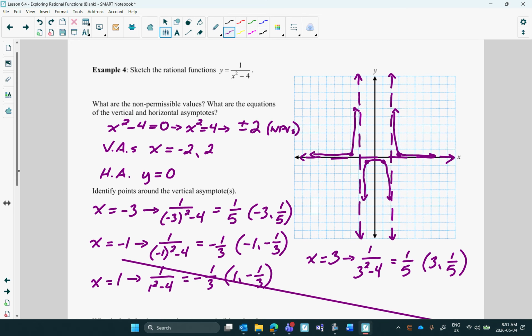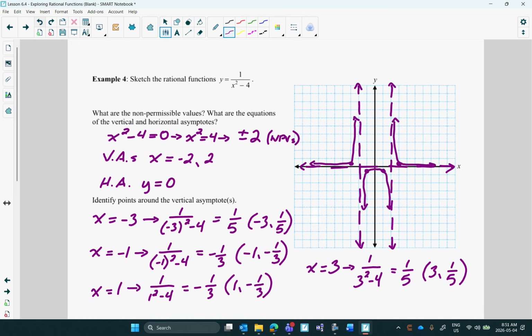This one I call the erupting volcano, because there's some lava in between. It's coming up. Learn how to spell volcano. Whenever you get an x squared in the denominator and you can factor it, there's going to be two vertical asymptotes and you're going to get this shape. Okay?